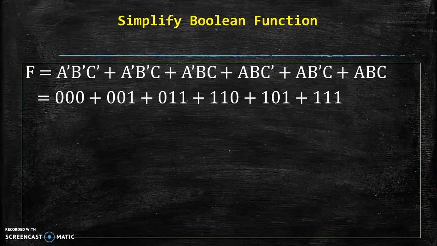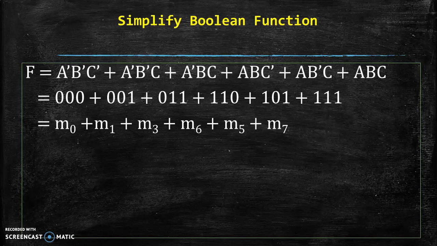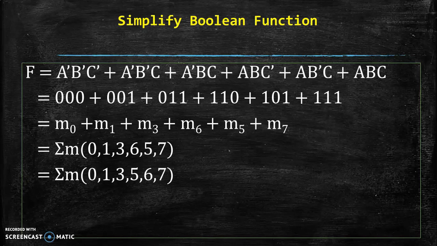Now for each binary number, we have to write the minterm with the equivalent decimal number. So M0, M1, M3, M6, M5, M7. For each binary number, we know the equivalent decimal number. For 1, 1, 1, we know that it is 7 and so on. So ultimately we can write summation of M 0, 1, 3, 6, 5, 7. These are the minterms given. And we can rearrange in this way: summation M 0, 1, 3, 5, 6, 7.